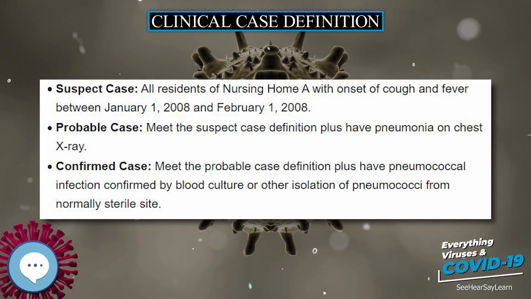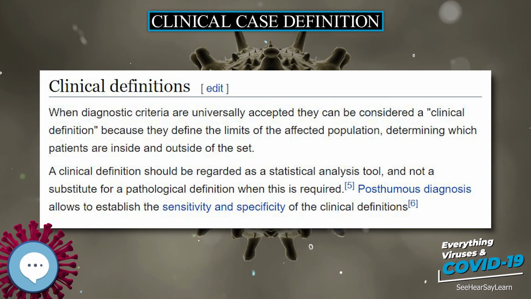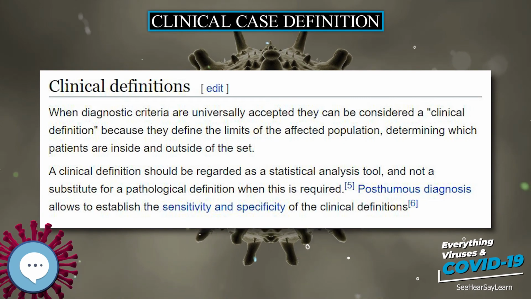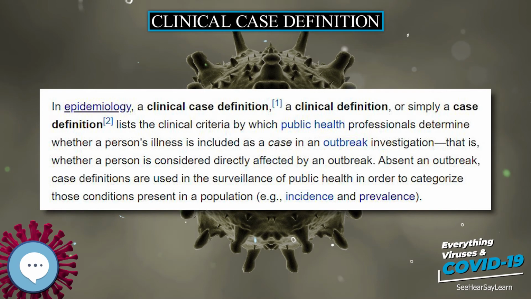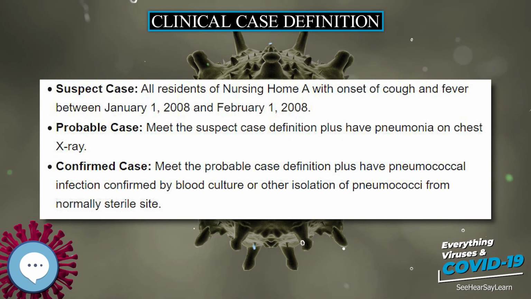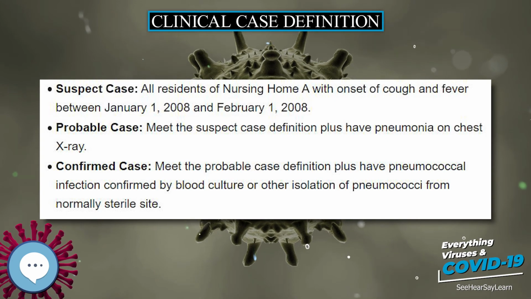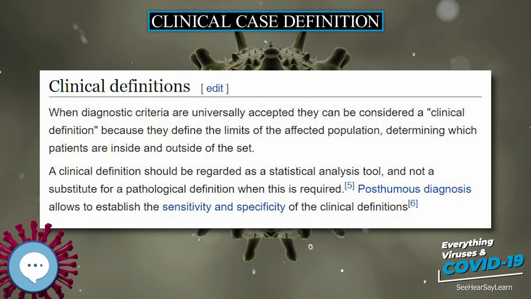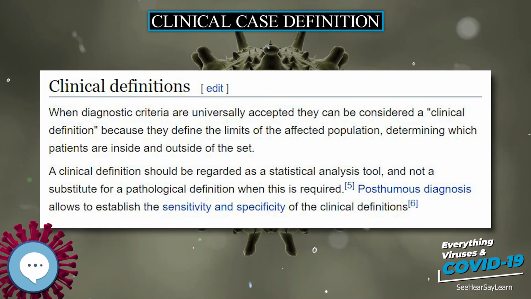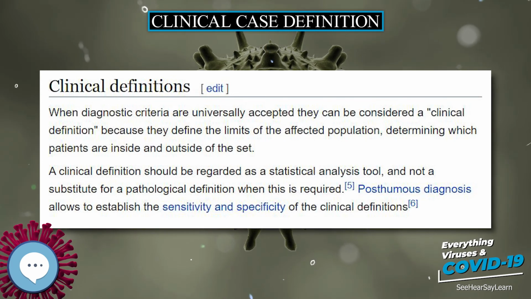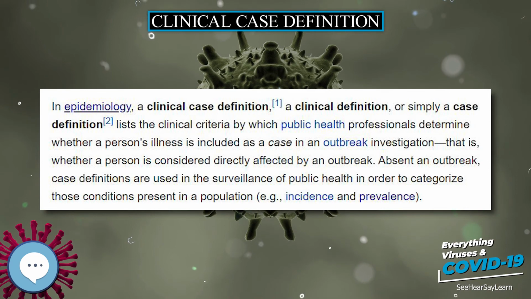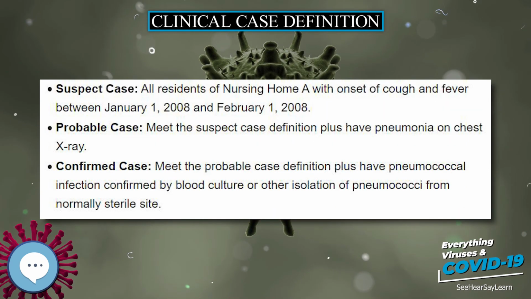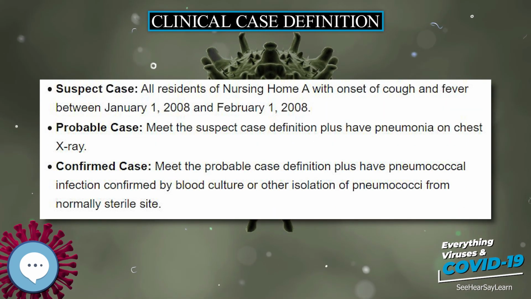Diagnostic criteria. The term diagnostic criteria designates a case definition with a specific combination of signs, symptoms, and test results that the clinician uses to attempt to determine the correct diagnosis. Some examples of diagnostic criteria are clinical definitions. When diagnostic criteria are universally accepted, they can be considered a clinical definition because they define the limits of the affected population, determining which patients are inside and outside of the set.